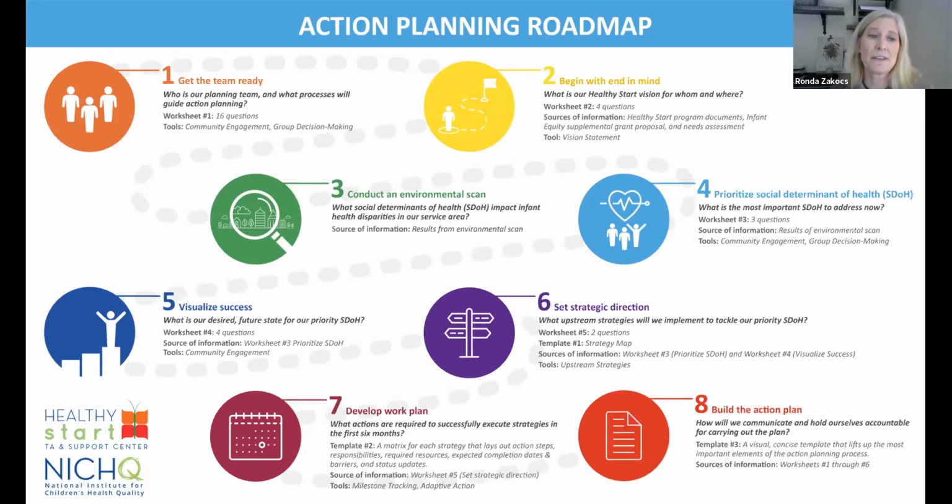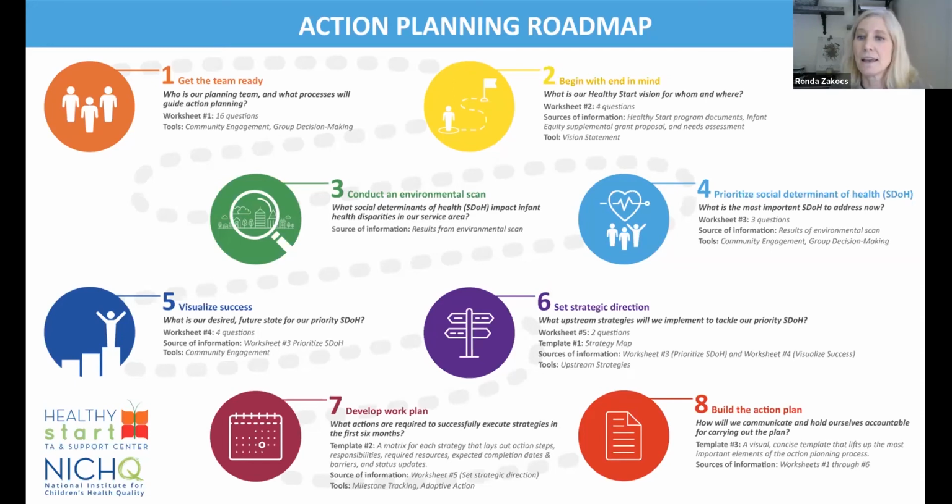And then the 5th step is visualize success. Really being clear, what is our desired future state for our priority social determinant of health? It's not the status quo, and it's visualizing what would housing look like if we had more affordable housing for our families in our community. What would that look like? What would that feel like?